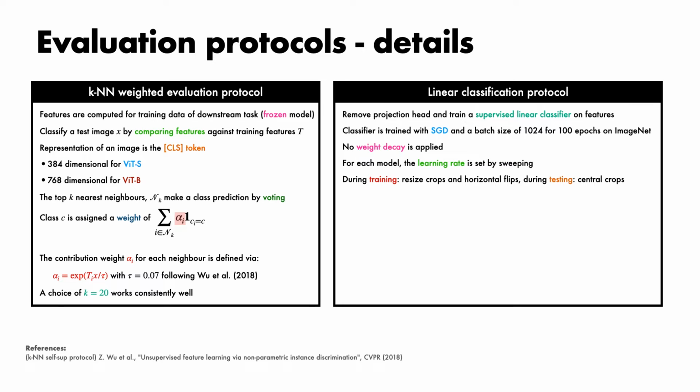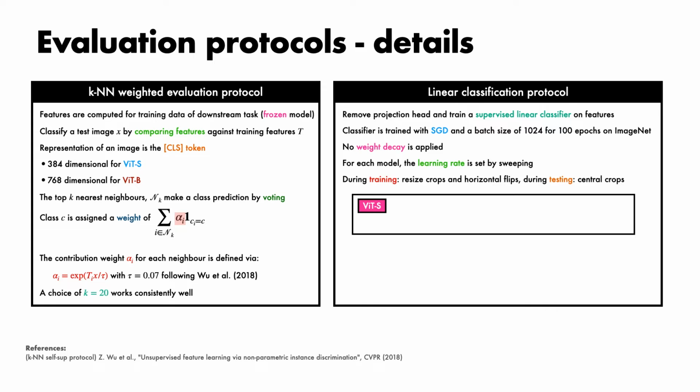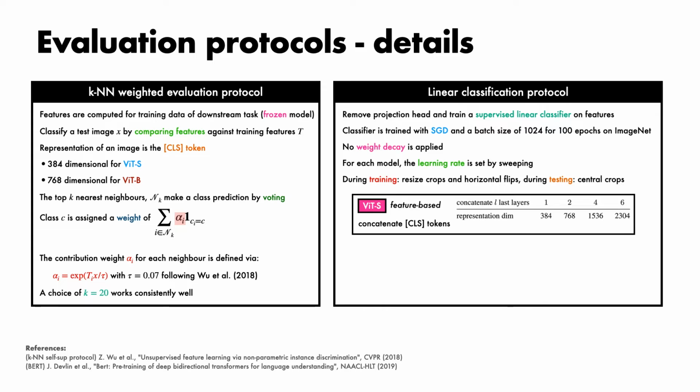To evaluate linear probe performance for ViT models, the DINO authors adapt the strategies that have been developed in other contexts. For the ViT-S model, it is found that a feature-based evaluation in the style of BERT works well. This is achieved by concatenating the CLS tokens from the last layers of the model. The authors experiment with using the last 1, 2, 4, or 6 layers, which correspond to total representation dimensionalities of 384, 768, 1536, and 2304. Of these, it is found that using the last 4 layers works particularly well.